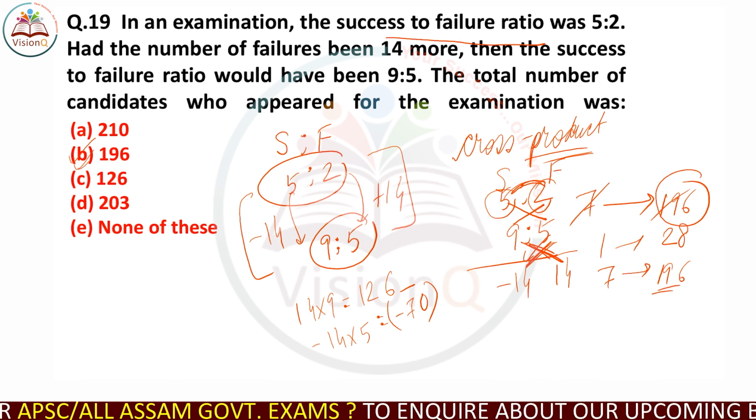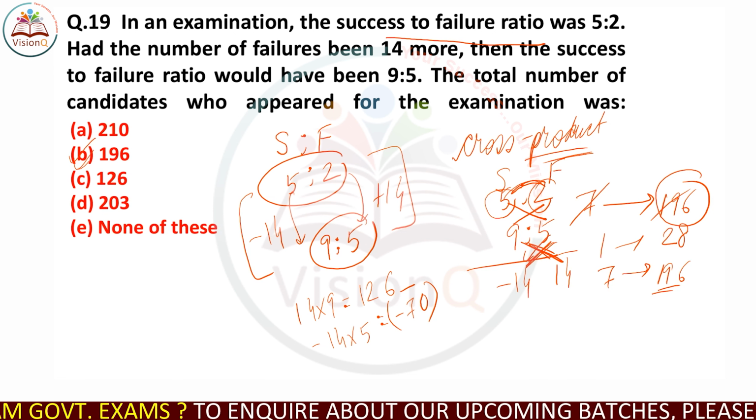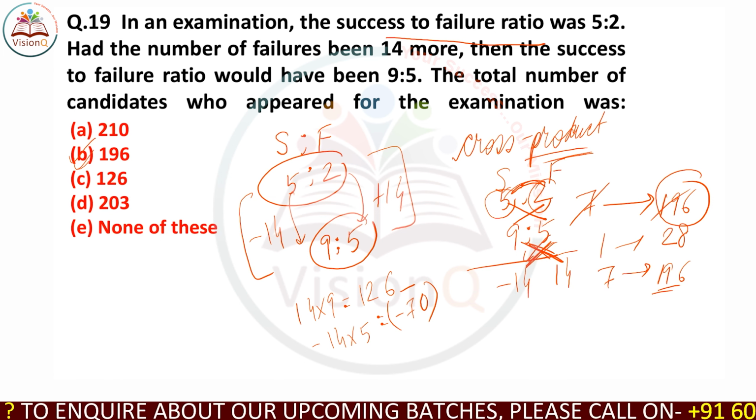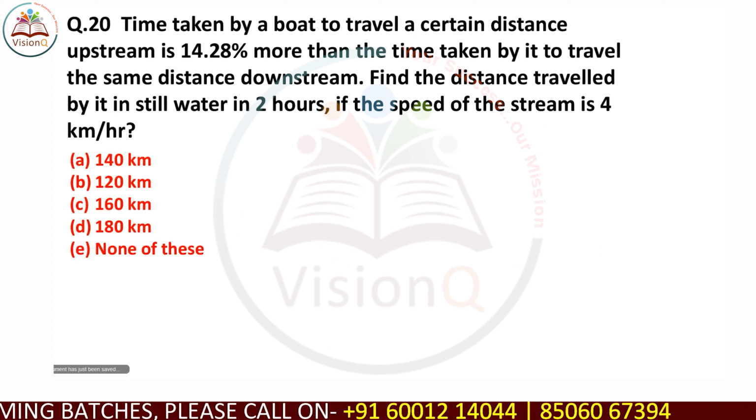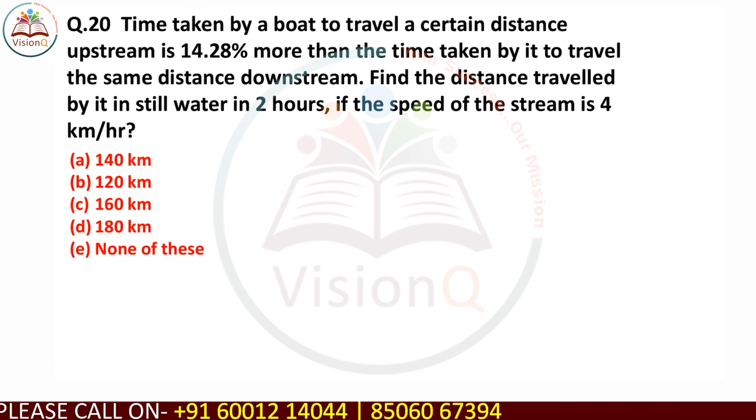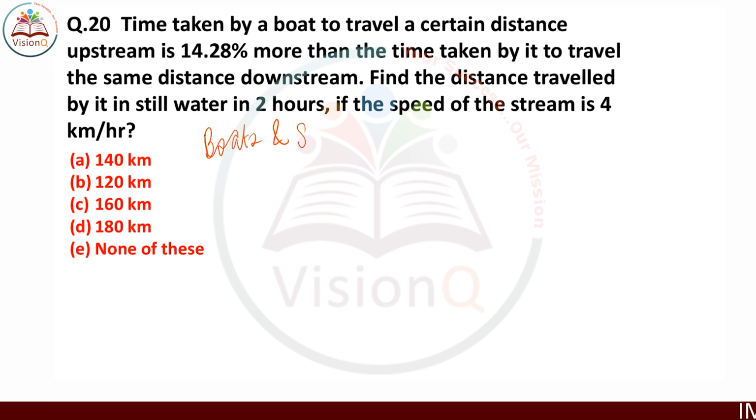So such questions of ratio can be done by cross product method. Whenever you are given two ratios and their gap is given. So let us see the last question of today's series, which is question number 20. A very important concept or a question based on the topic of boats and streams. A concept of the chapter time, speed and distance.